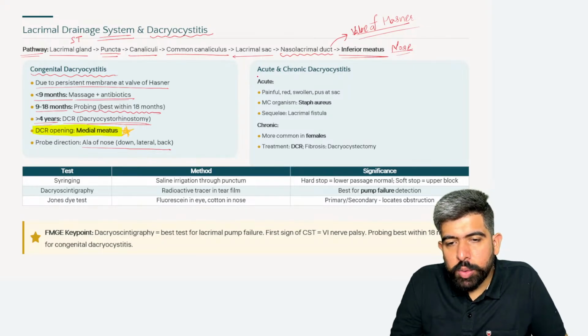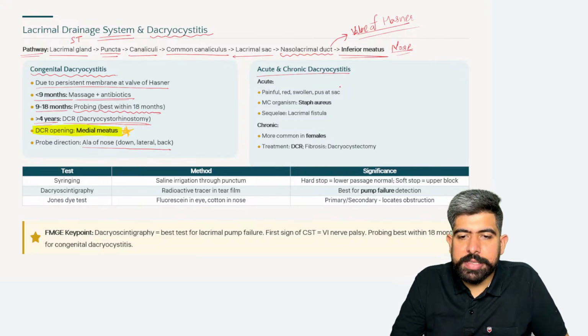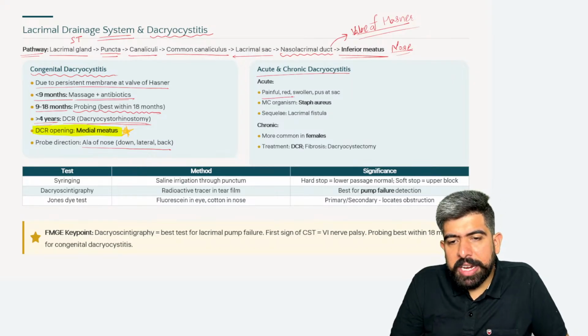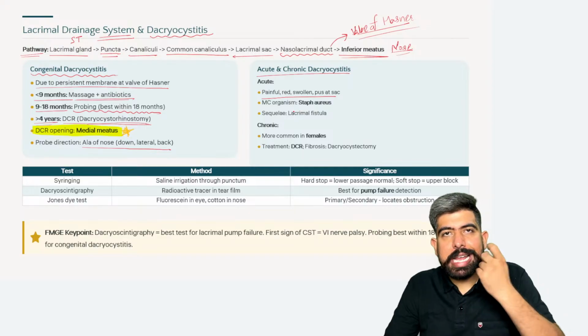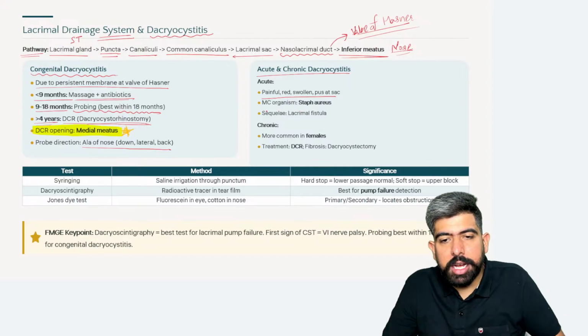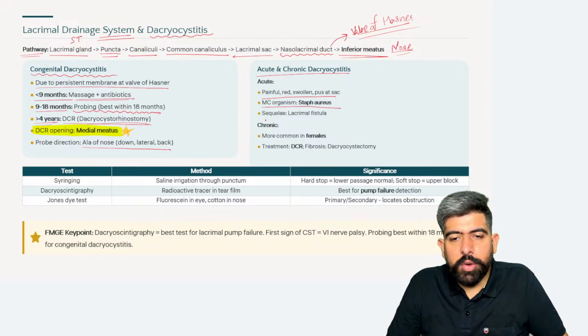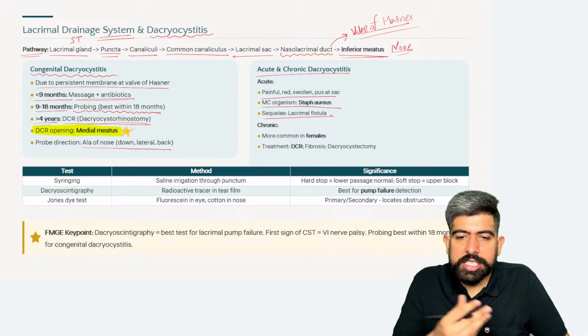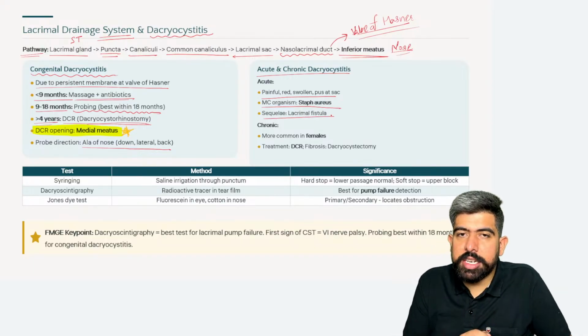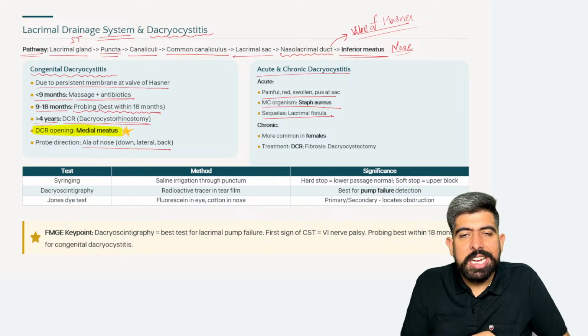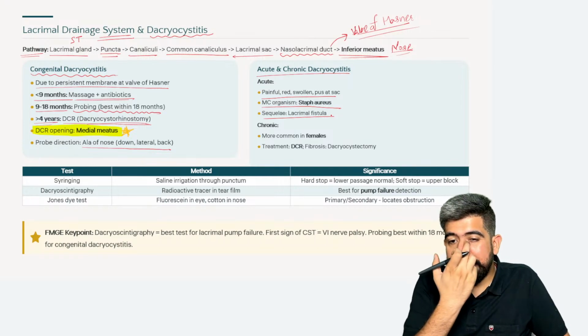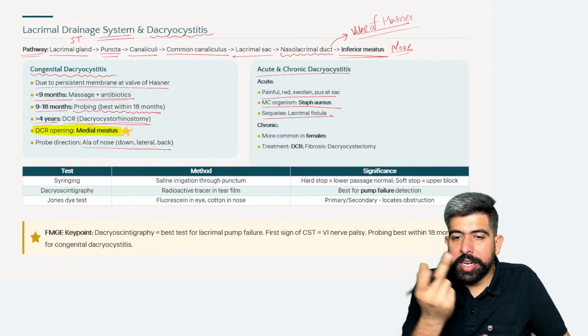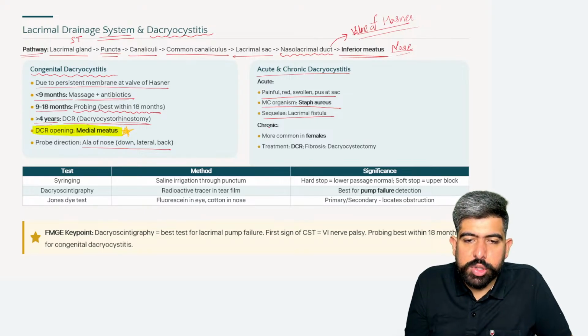Later on we have two types, acute and chronic dacryocystitis. Please remember, in the acute there is a painful, red, swollen sac with pus. Here we will see pus separately. The most common organism is Staph aureus, and the main issue is that it can cause a lacrimal fistula, making an opening out of there.